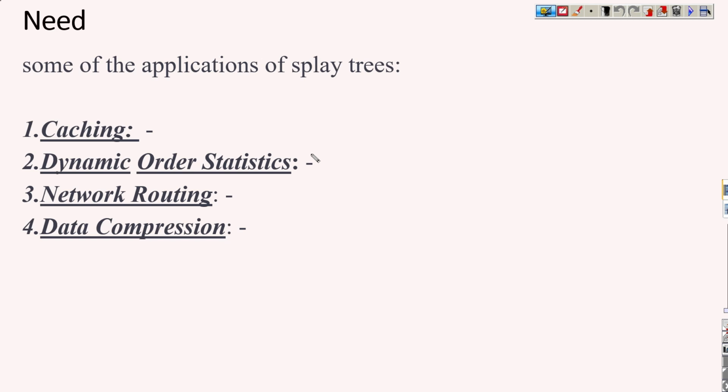If we look at the applications, where are splay trees used? Basically it is used for caching. Caching means whatever items are used frequently, they are brought very near to the root so that they can be accessed faster. This is also used in dynamic order statistics. Basically, in order statistics, we can efficiently find any kth smallest or largest element among a dynamic set of elements. So this is one of the areas where splay trees can be used.